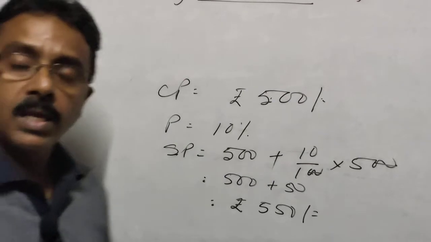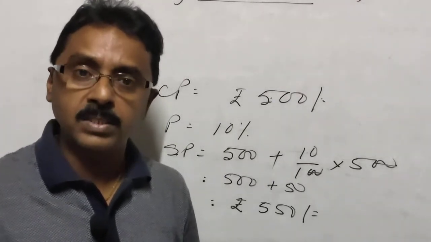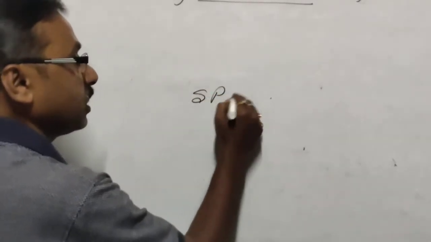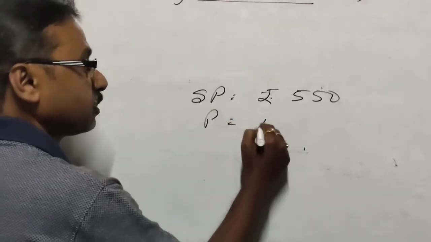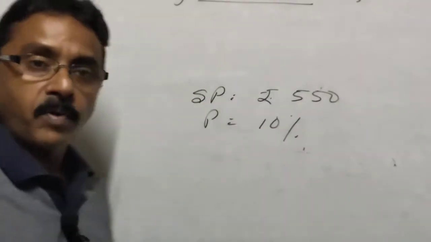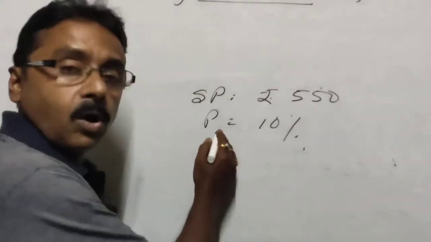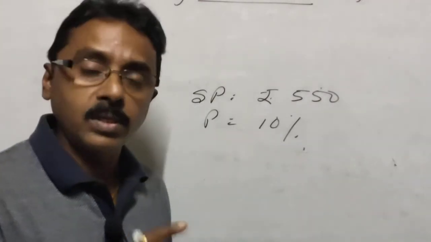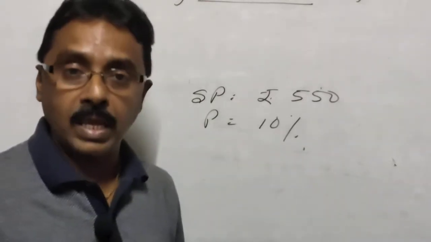Now the problem is, if the cost price is not given, then how to find out the cost price where the selling price is given? Suppose in another example, the selling price is given, it is rupees 550, with 10% profit. Then how to find out the cost price? But we know that profit or loss is always calculated on the cost price. Here we don't know the cost price. So in that case, either we can assume let the cost price be 100 or x.